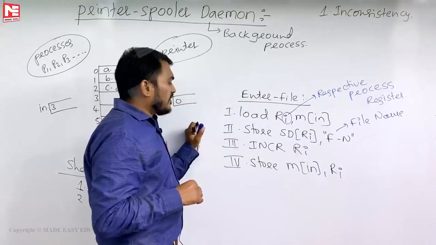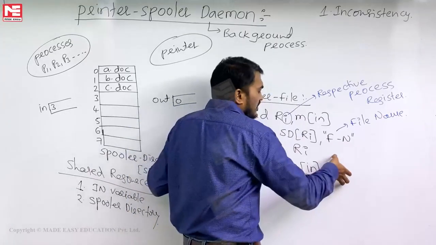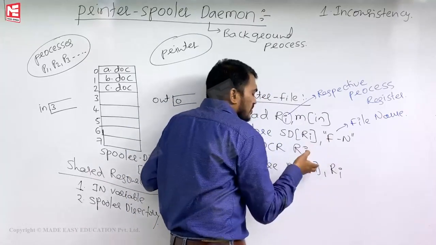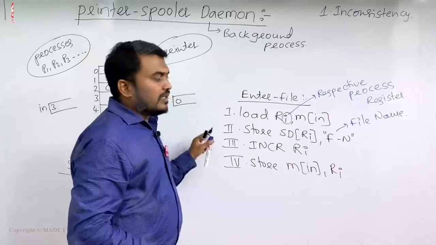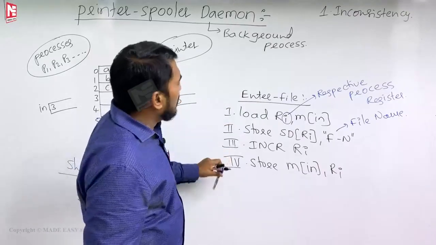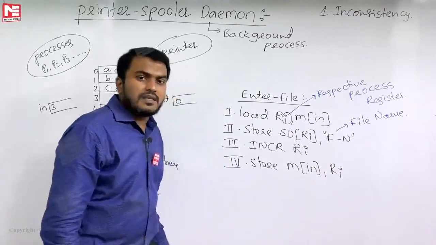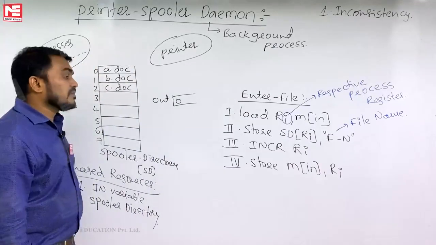After incrementing the register value, then what are you doing? We are storing the incremented register value back into the in variable. So remember, this is the code used by the processes to access the spooler directory.